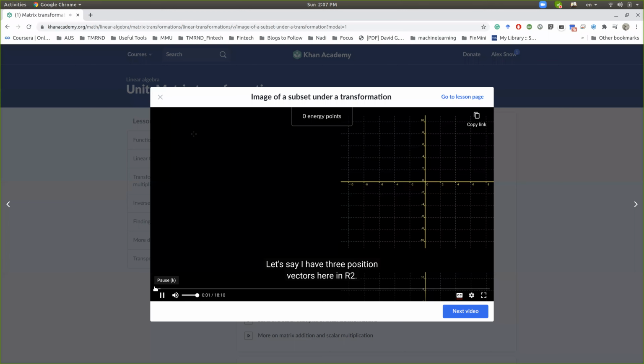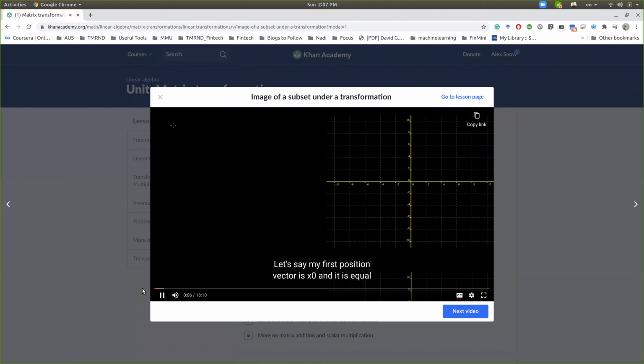Three position vectors here in R2. Let me scroll this over a little bit. Let's say my first position vector is x naught, and it is equal to minus 2, minus 2. So if I were to graph x naught, I'd go minus 2, minus 2. X naught looks like that. My next position vector is x1, and I'll say that's equal to minus 2, 2. If I were to graph it here, minus 2, 2.